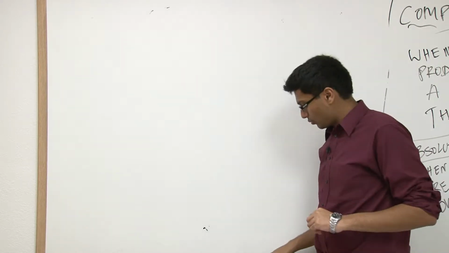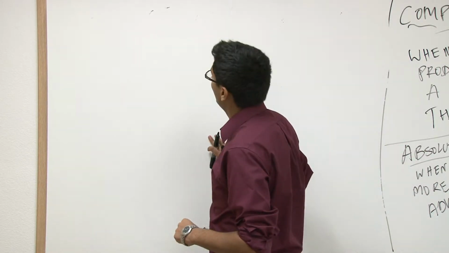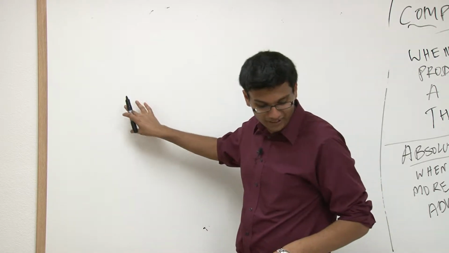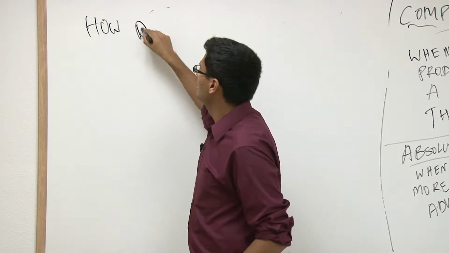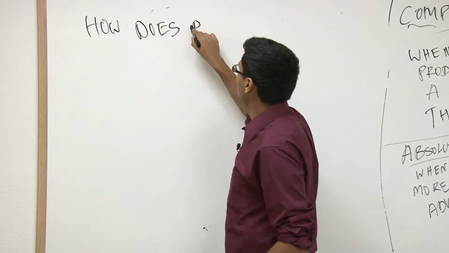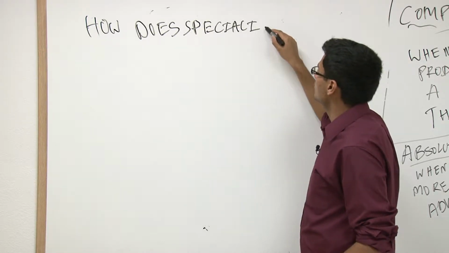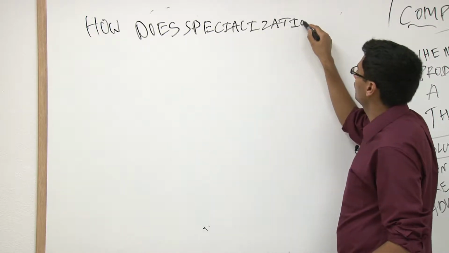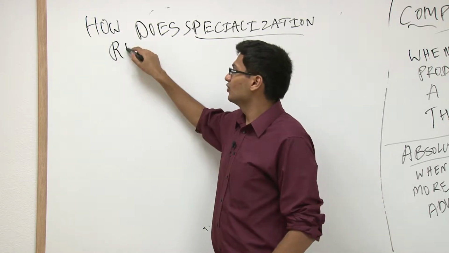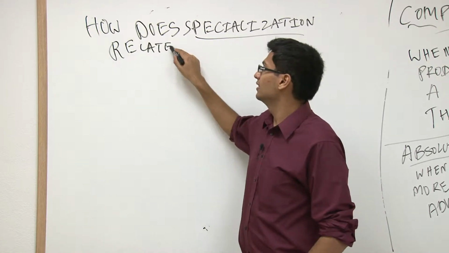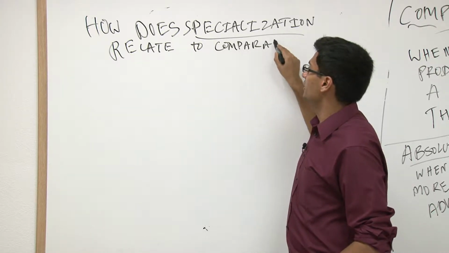So the question we're going to ask ourselves right now is, how do we make $1 million? No, I'm kidding. It's, how does specialization relate to comparative advantage? Relate, this is the key word for the day, by the way, guys. How does specialization relate to comparative advantage?